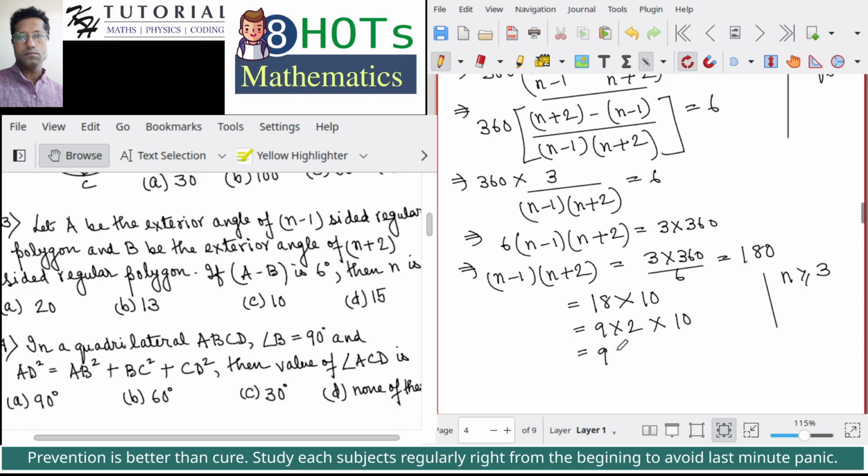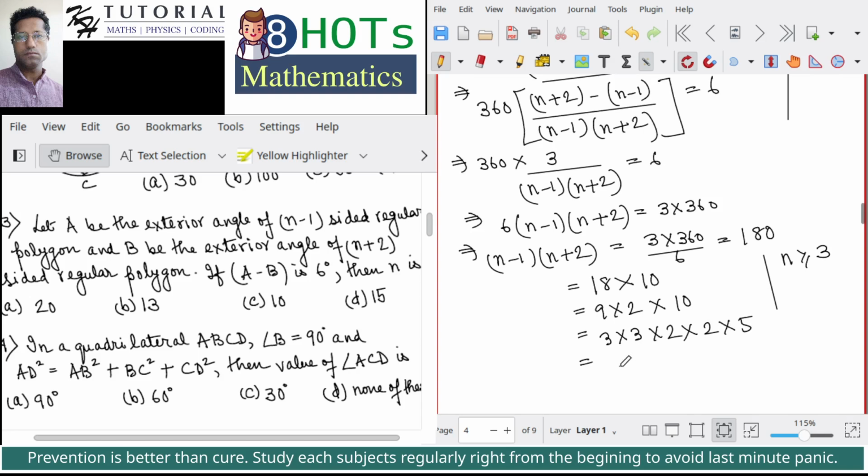So let's break it down to all the prime factors of 180. 9 is 3 into 3, 2 is 2, and 10 is 2 into 5. So this is the prime factorization of 180. Now from these prime factors we have to create two factors such that the difference of those two factors is 3, because we see that the difference between n plus 2 and n minus 1 is 3.